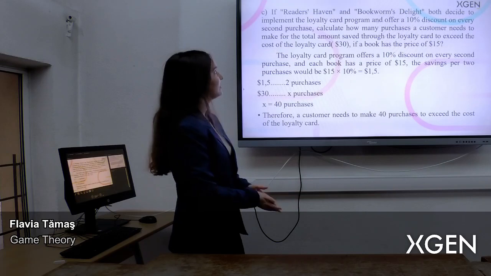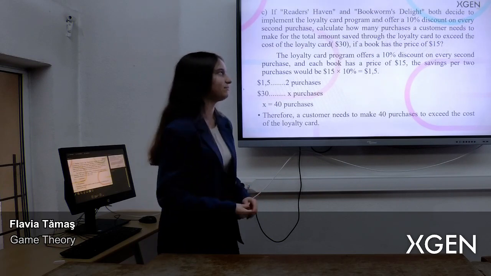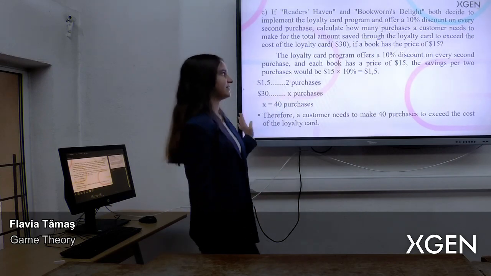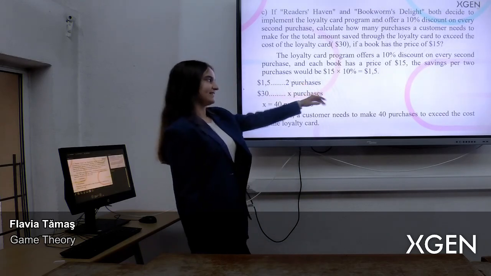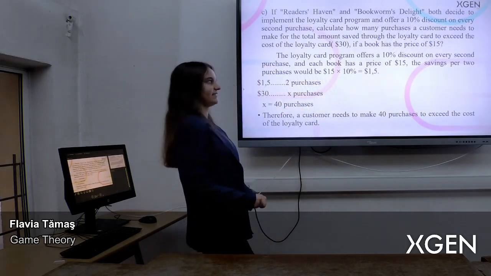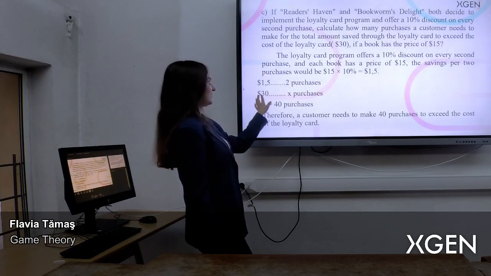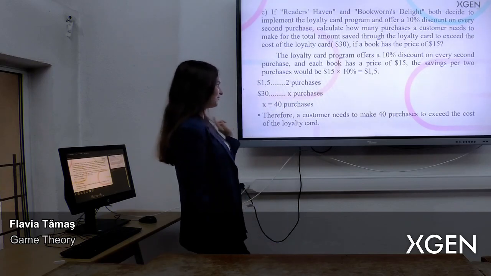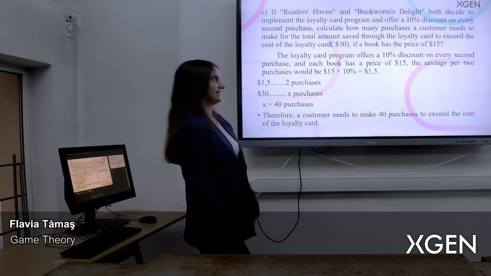And now, let's say that both decide to implement the loyalty card, and we have to calculate how many purchases a customer needs to exceed the cost of the loyalty card. That's $30, and we know that the price of a book is $15. So we can calculate the discount, and we will see that $1.5 is a discount on every second purchase. We need to make up to exceed the cost of the loyalty card. So to find the purchases, we'll do 30 multiplied by 2 and divided by 1.5. And we will see that the customer needs to make 40 purchases to exceed the cost of the loyalty card.